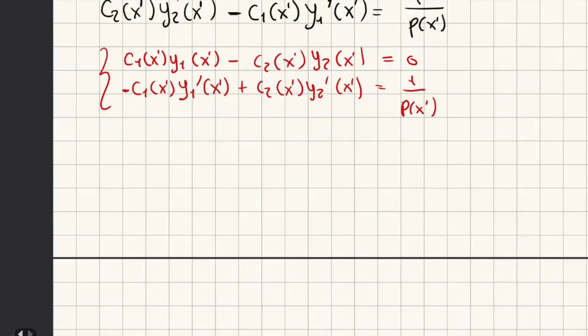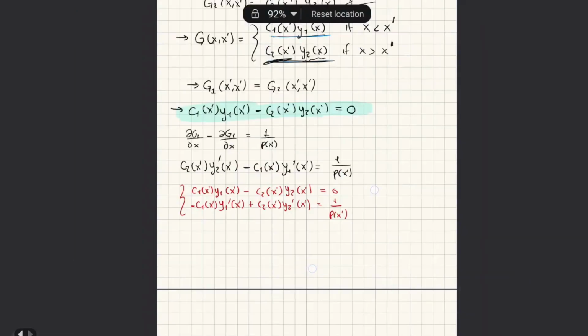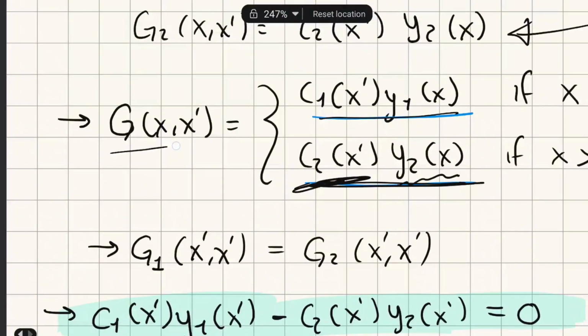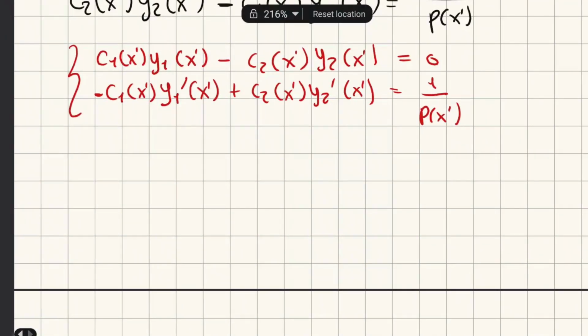Recall that we are interested in finding c1 and c2, because they are the functions that we still don't know, to define g1 and g2 and then to construct the Green function, which is our objective. Okay, so we are going to use the Cramer method to solve this system of equations. So how are we going to do it?